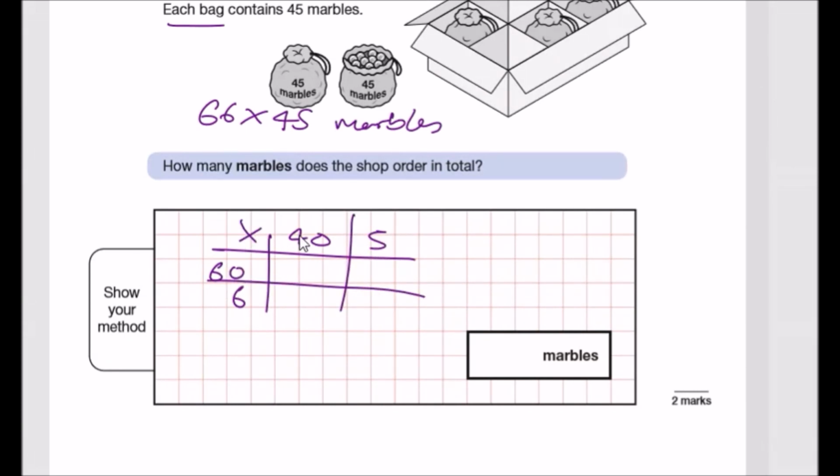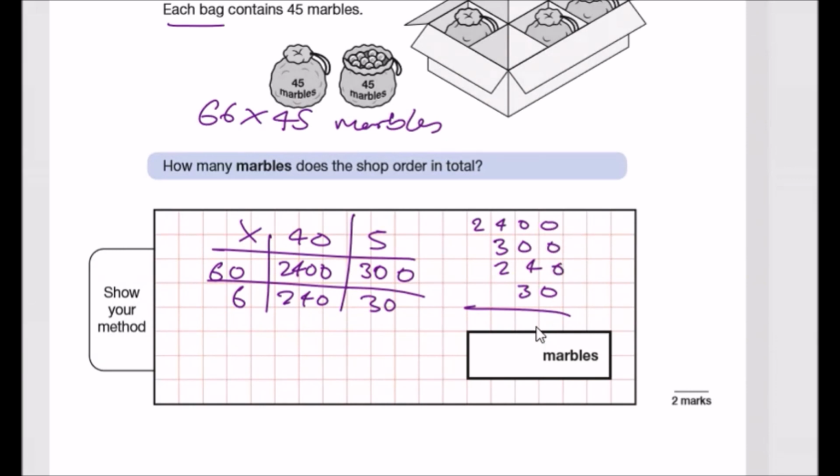So 6 times 4 is 24 with 2 zeros, 2400. 6 times 4 is 24 but with 1 zero. 60 times 5 is 6 times 5 is 30 with a zero. 6 times 5 is 30. Now adding up all these figures, let's put some space: 2400. Next numbers are 300, 240 and 30. So I'm going to total them up here.